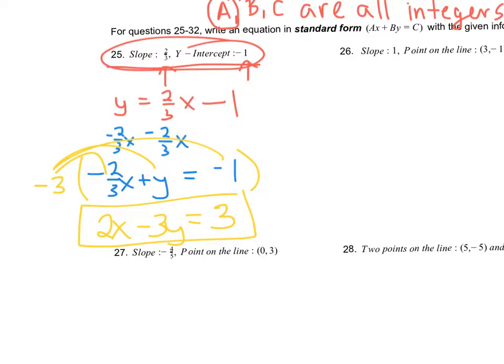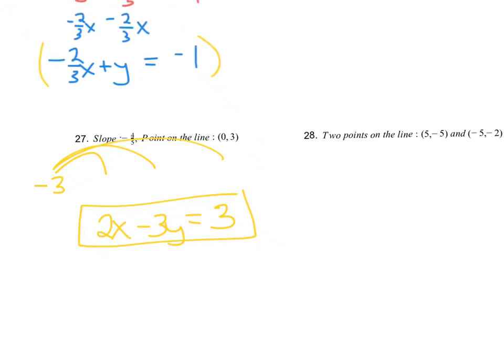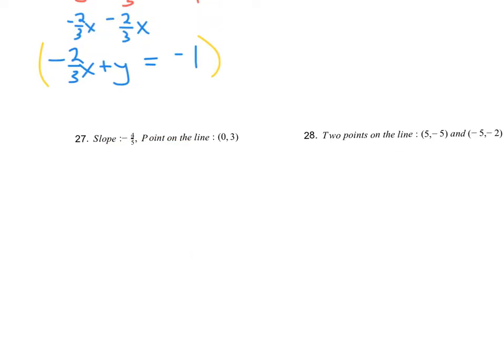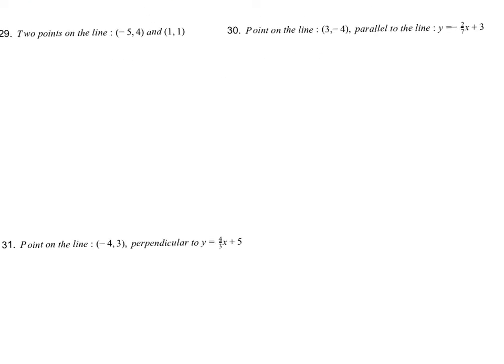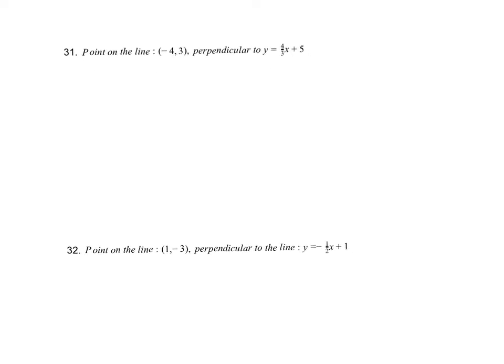So let's go down. Maybe rather than doing 26, I'll jump down and do one of these perpendicular or parallel ones. I'm going to have to delete this just so it doesn't follow us. Okay. So let's just do the last one, or one of these. I don't remember. Let's just do 31. So for 31, I want a line perpendicular to this line.